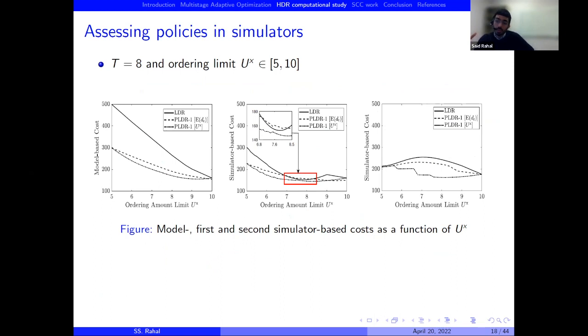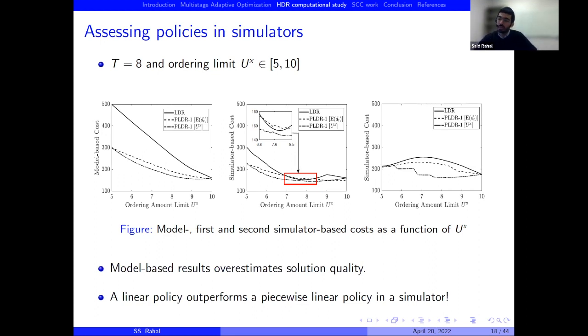And what we see in the first figure for the model-based result is that, of course, LDR is always inferior to PLDR1, and this is expected. But what's not expected is that in the first simulator, for certain values of the ordering amount limit, an LDR was found to be superior to a PLDR1. And the second point is that the model-based result overestimates the inferiority of linear decision rules. We use this outcome to advocate the need to use simulators for your problem to assess the quality of what's known as look-ahead policy approximations.